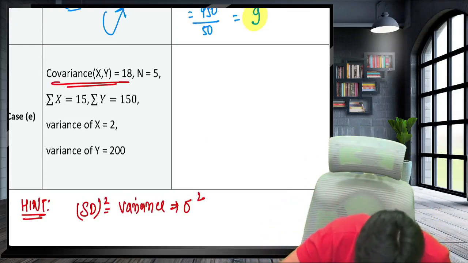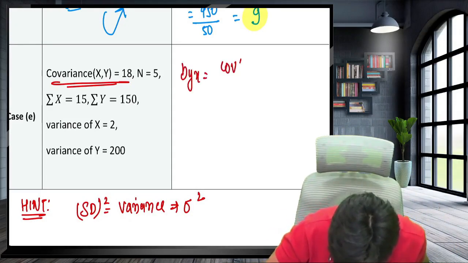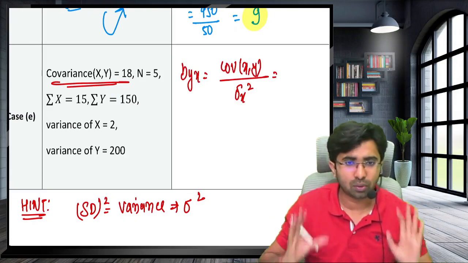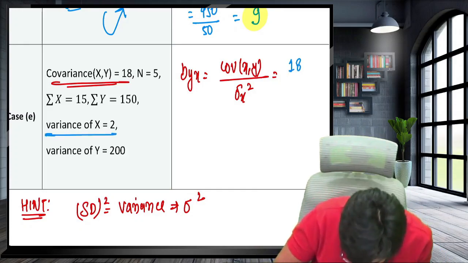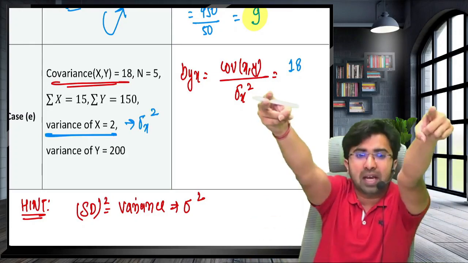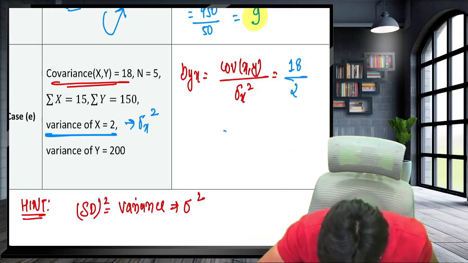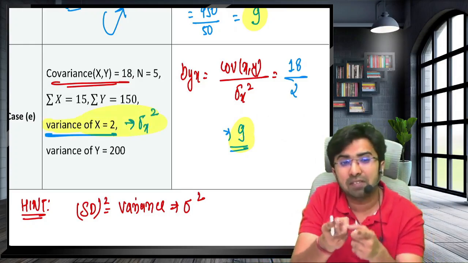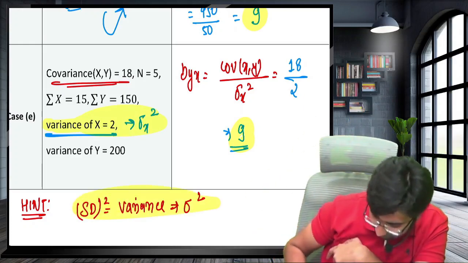Sir, you have directly given us covariance. There is nothing to think. We are very clear that we need to apply b_yx, that is covariance between x and y divided by standard deviation of x whole square. Say yes or no, guys. Done? Sir, you have already given us covariance, that is 18. Guys, variance of x. Sir, variance means standard deviation of x whole square. I have already given you standard deviation of x whole square, that is only 2. 18 divided by 2, guys, again 9. Very, very easy question. This was a twist. I have given you variance of x. What do you mean by variance of x? Sir, standard deviation whole square. That is only variance.